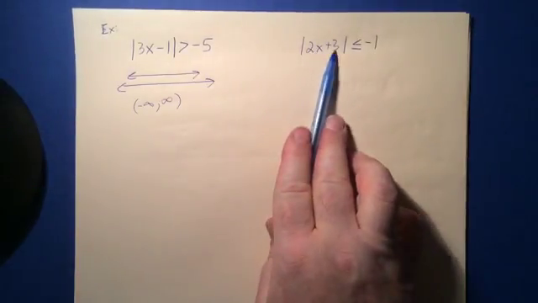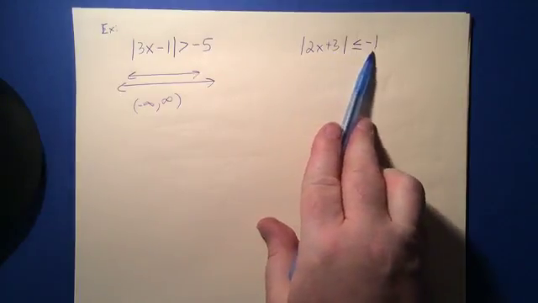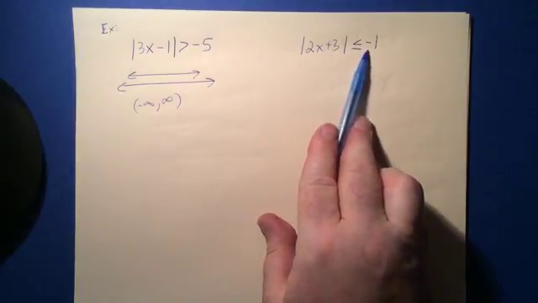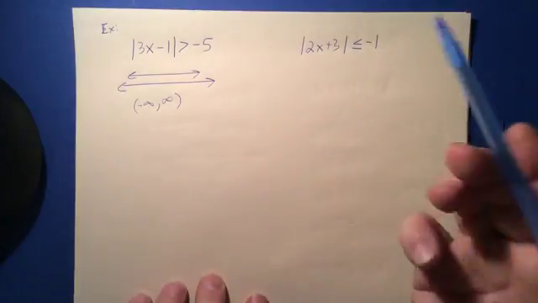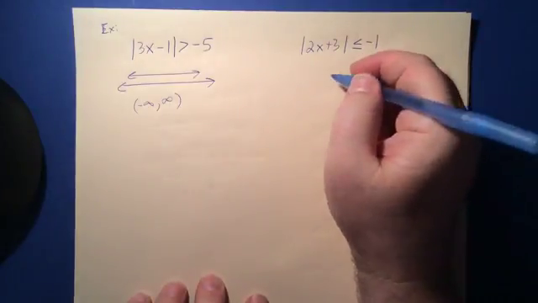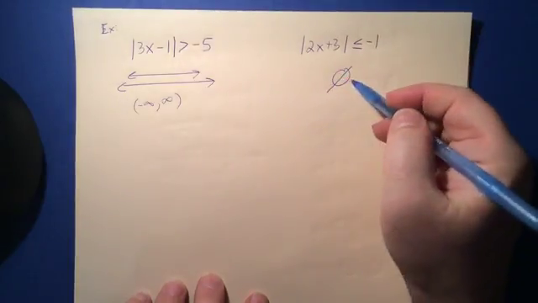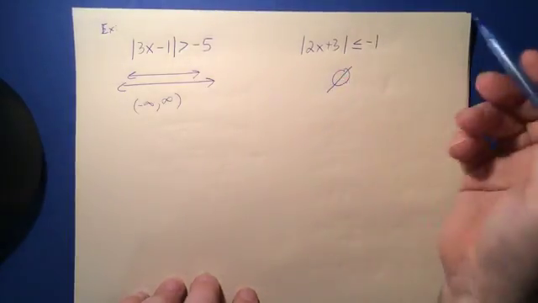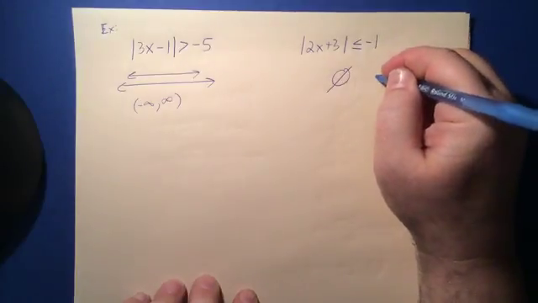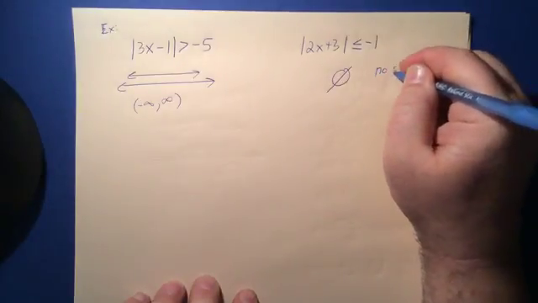Well, remember, this has to be 0, at least. It can be greater than 0, but it can never be less than 0. So it's never going to be less than negative 1. It's never going to be even equal to negative 1. So for this one, we can write the answer to this as the null set. There is no answer to this whatsoever. You may also write this as no solution.